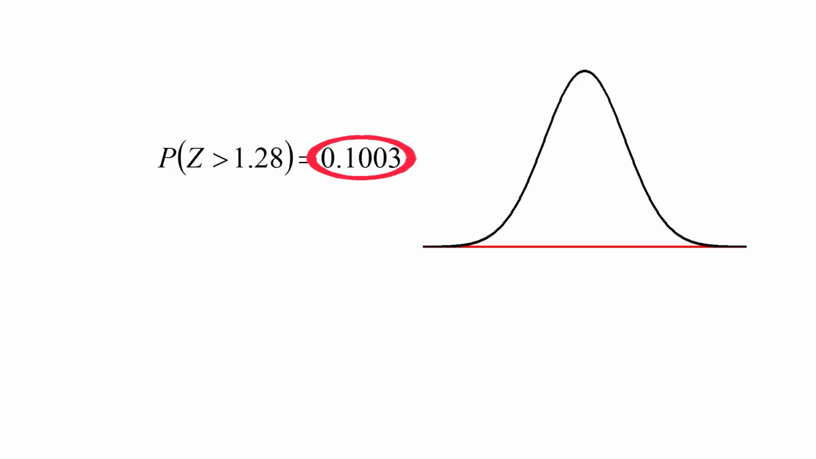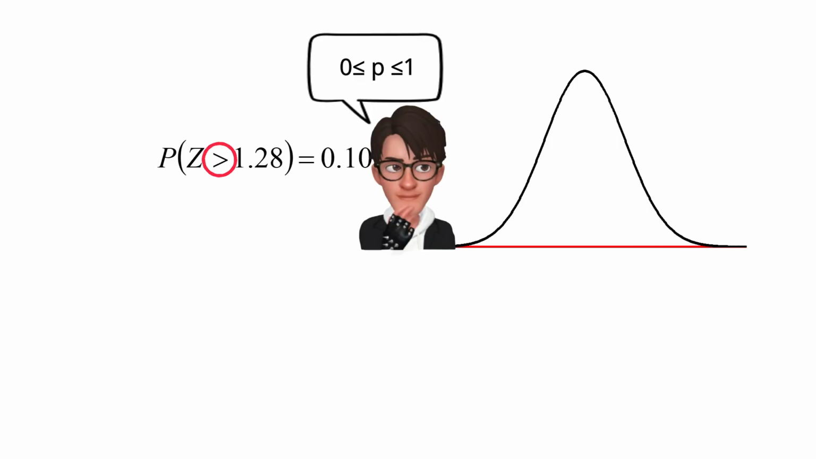Conversely, 0.1003 denotes the probability associated with the corresponding Z-score. It signifies the area under the curve bounded by the Z-score. The shading direction depends on the symbol's context. In general, probabilities range from a minimum of 0 to a maximum of 1.